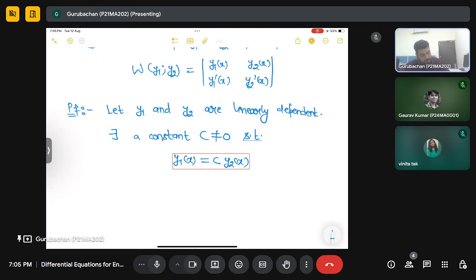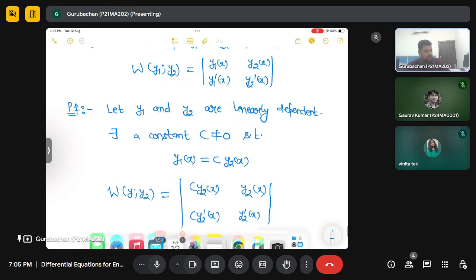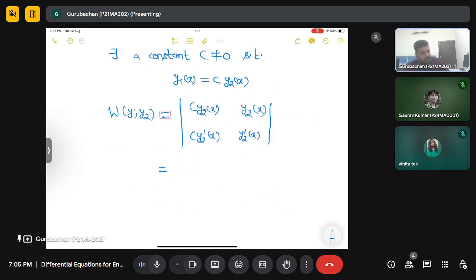So using this, if you try to calculate the Wronskian W(y1, y2), then the y1 value will be c y2(x). This is y2(x), and this will be c y2 dash(x) and y2 dash(x). Now to calculate, this will be y2(x) times c y2 dash(x) minus c y2(x) times y2 dash(x). So this will be 0. We need to show this.